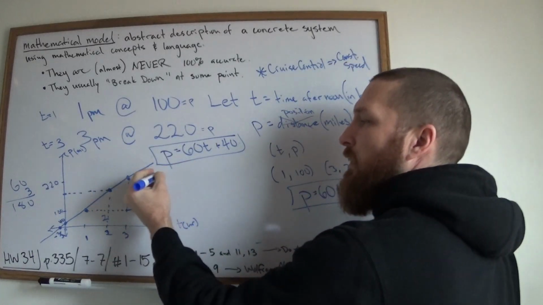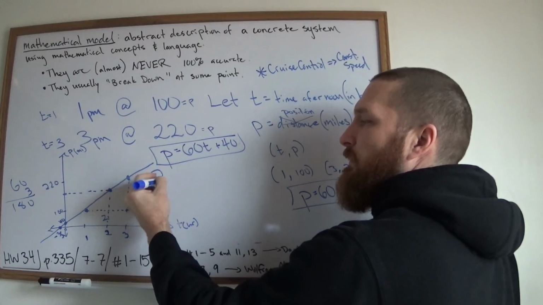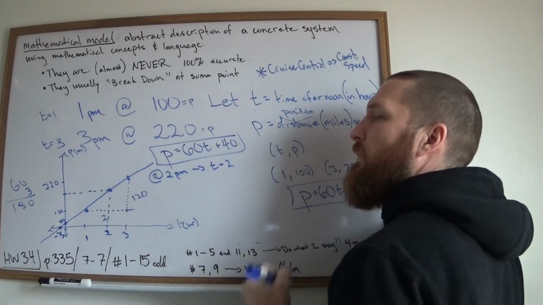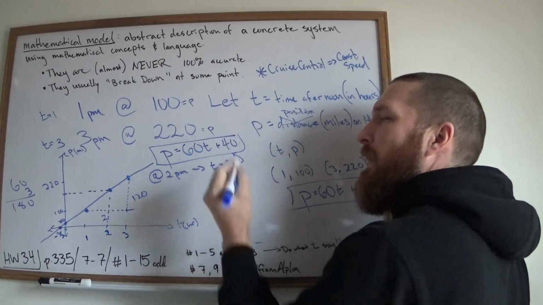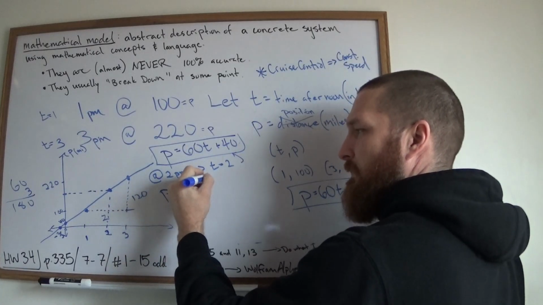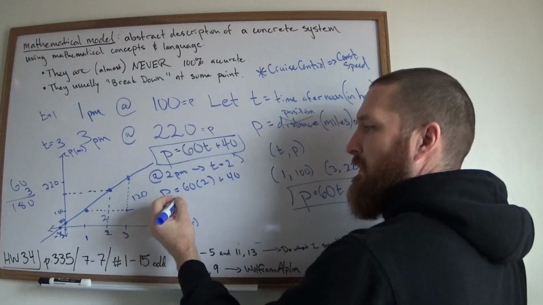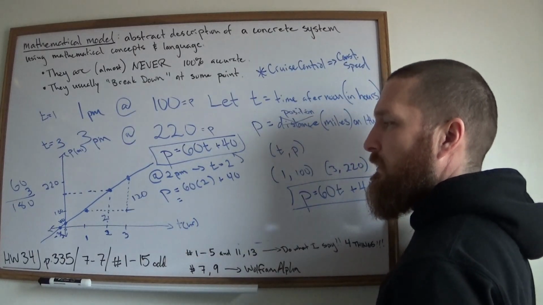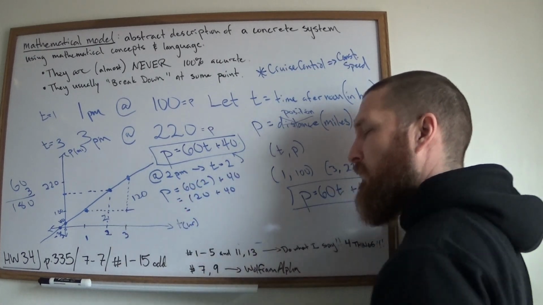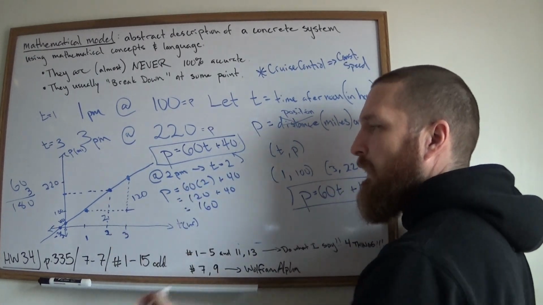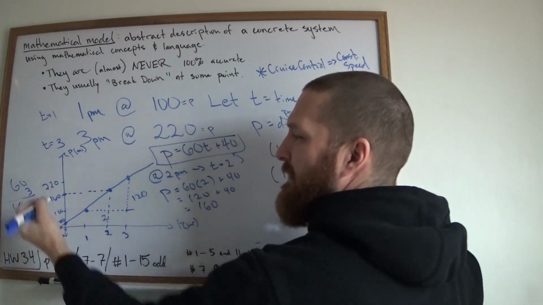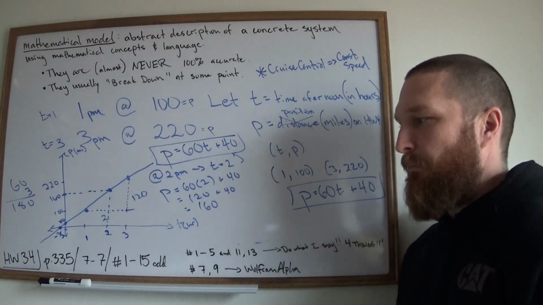And so there I could say, okay, being really explicit here, at 2 p.m., that means that t is equal to 2. So I'm going to plug that into my model, and it's going to tell me 60 times 2 plus 40. 60 times 2 is 120, plus 40 is 160. And so that would mean here at time equals 2, I was at mile marker 160.